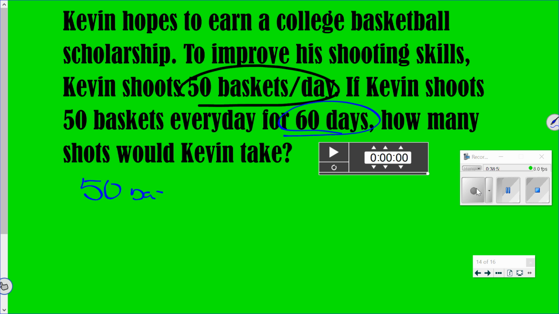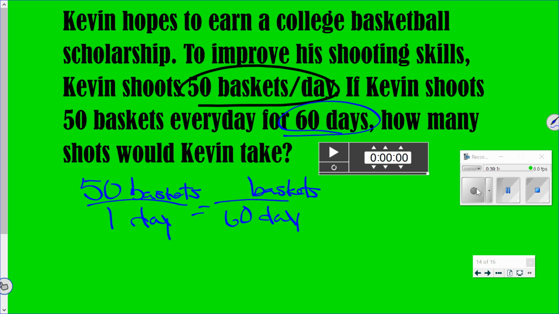So I've got 50 baskets per day. And I know it's going for 60 days. So how do I go from 1 to 60? Times 60. 60 times 50 is 3,000 baskets. I'm kidding.